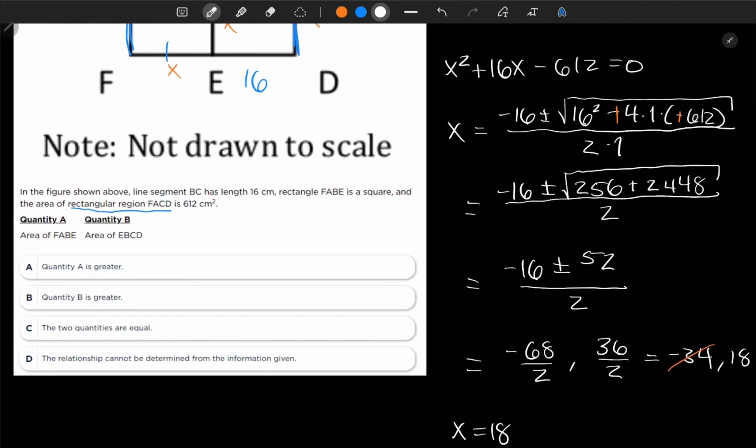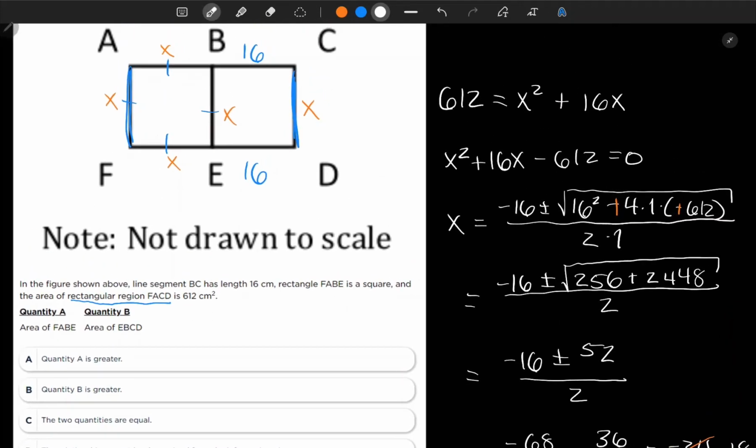Then we wish to compare the following. Quantity A is the area of FABE, so it's equal to the area of the left square here. And quantity B is the area of EBCD, so the right rectangle here. And we wish to compare these two, or at least to compare their areas.